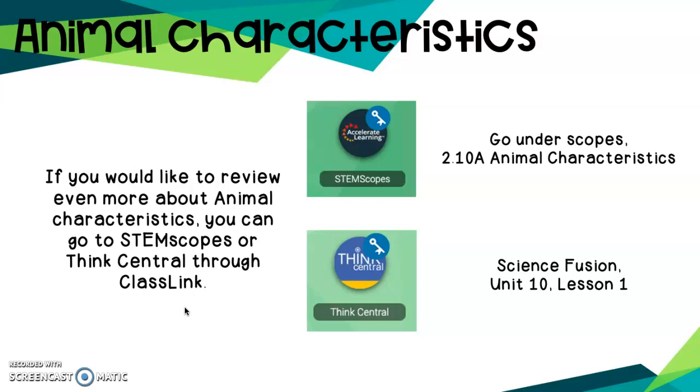Here is what those look like in ClassLink. For STEM Scopes, you'll go under the Scopes and look at 2.10a, Animal Characteristics. In Think Central, you'll go to the Science Fusion book. For 2nd grade, you'll look at Unit 10, Lesson 1, and it gives you a little bit more information on animal characteristics.